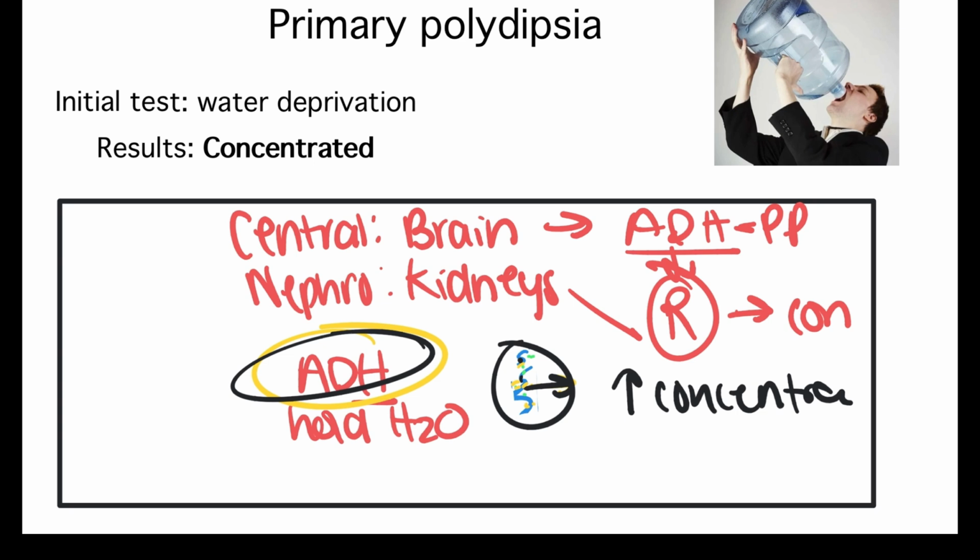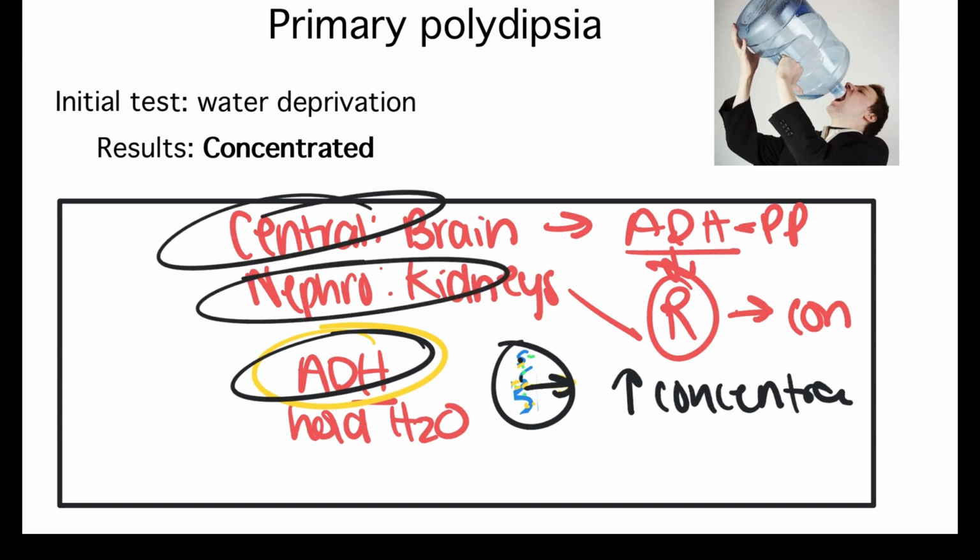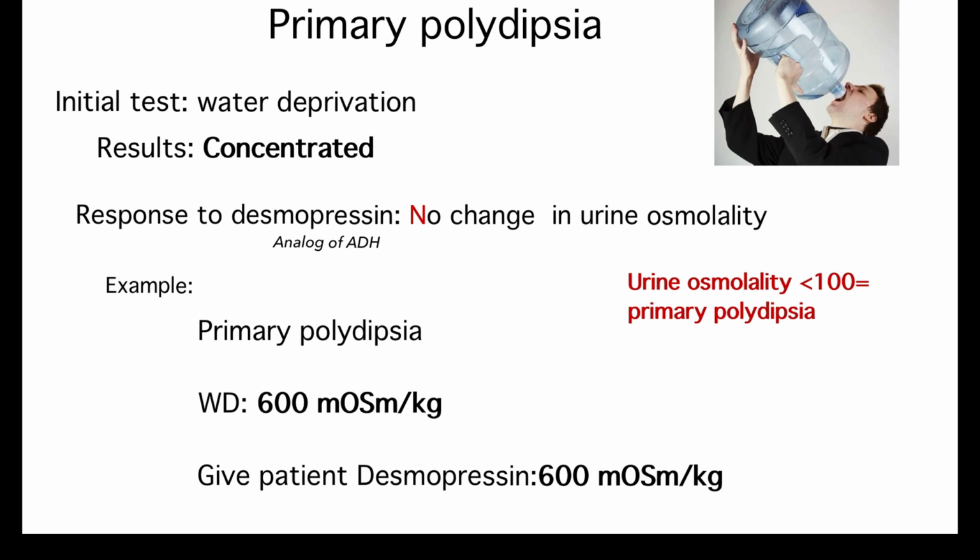This is primary polydipsia because nothing is wrong with their receptors. Nothing is wrong with the brain. There's nothing wrong with the central or nephrogenic part. The patient is just drinking excess amount of water, as you see here. The patient is drinking excess amount of water, but the body is working normally. The real question is, do we have to do a desmopressin test? And the answer is technically no, but you can still do it just to confirm your diagnosis.